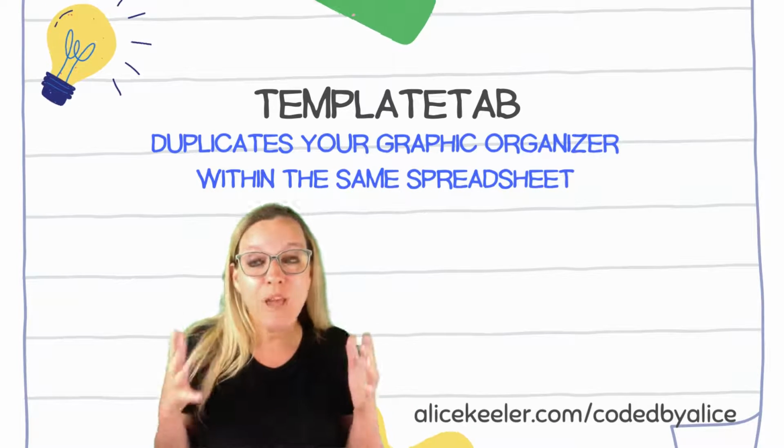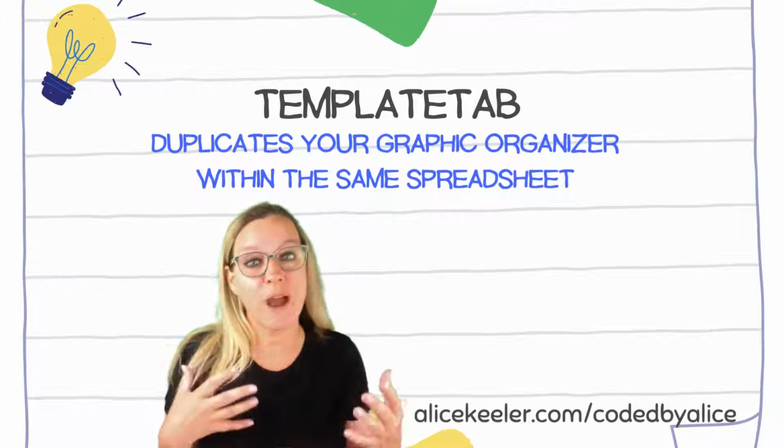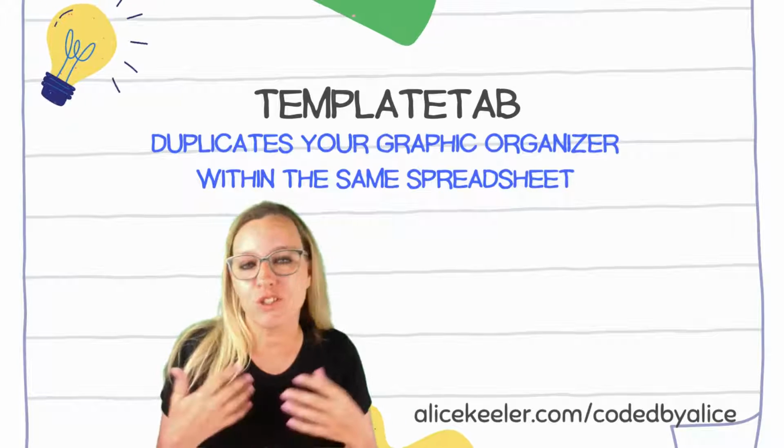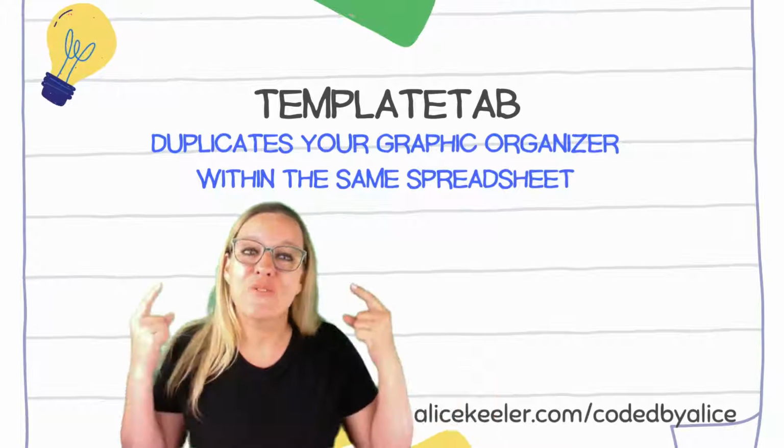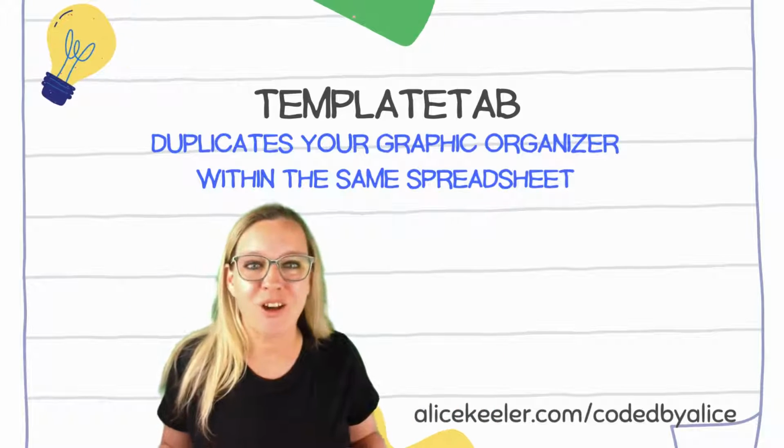So what I do is I take one spreadsheet and I design a graphic organizer, something for the students to work on in the spreadsheet. And then TemplateTab will duplicate it for every student whose name is on the roster.